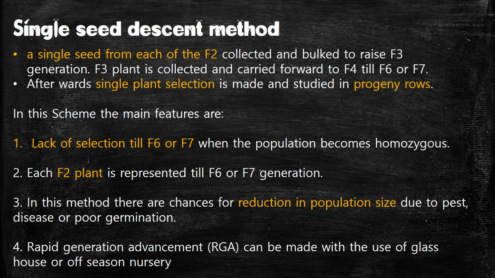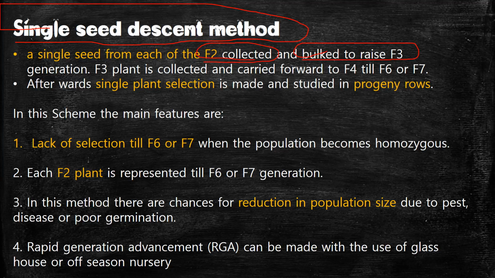Having seen the bulking method, we'll just see some modifications that come from the bulking method. One method is the single seed descent method. The single seed descent method is nothing but a single seed from each of the F2 plants is collected, and it is bulked to raise the F3 generation. Then again an F3 plant is collected and carried forward to raise the F4 generation. This process is continued till the F6 or F7 generation, right?